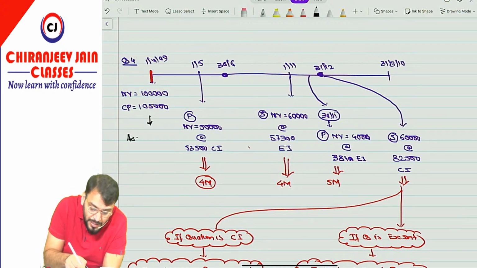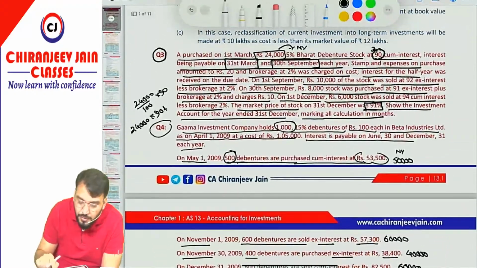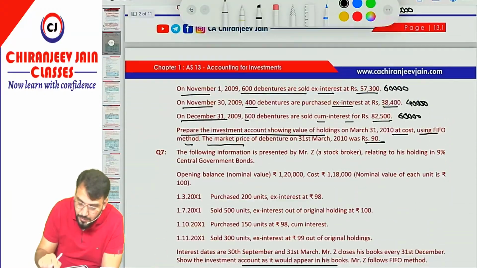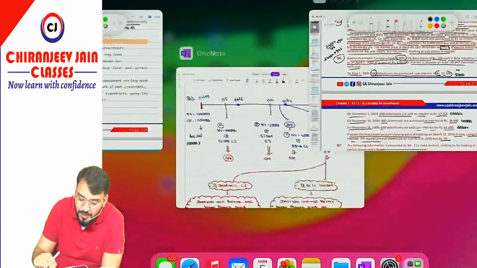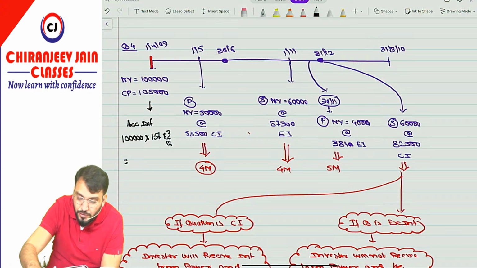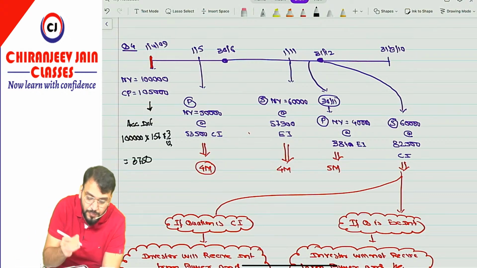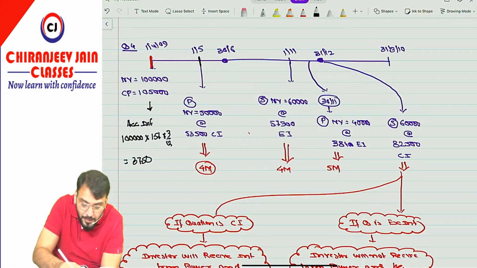So can you say the opening accrued interest is how much? That will be on 1 lakh into the rate of interest, which is given as 15%, into 3/12. This becomes the opening accrued interest. So 1 lakh into 15% into 3 divided by 12 is 3,750. Understood? Then on 1st May they purchased nominal value 50,000 at 53,500 cum-interest.